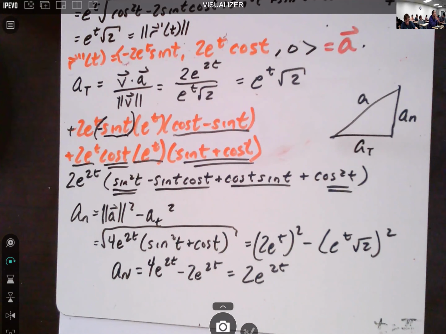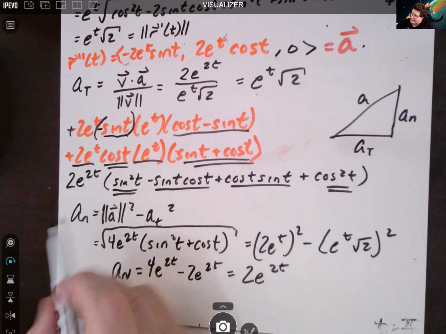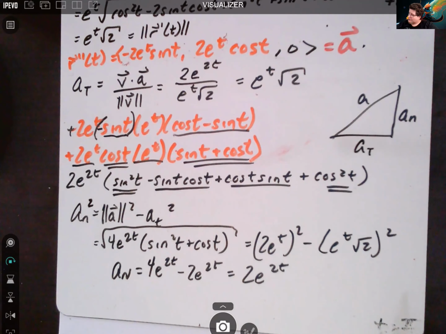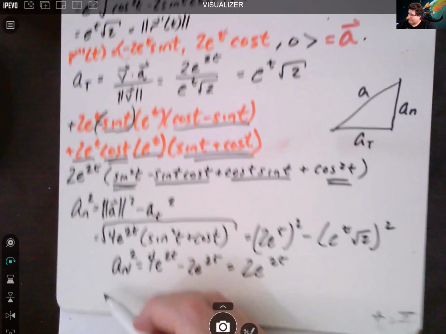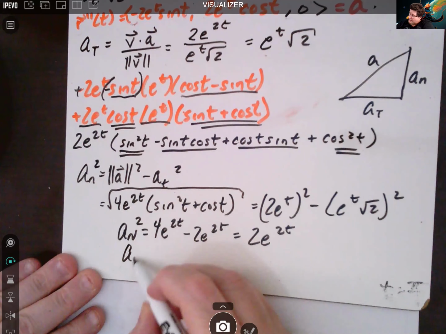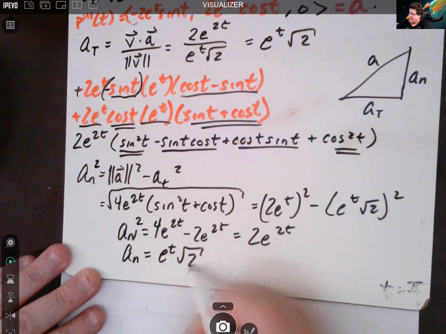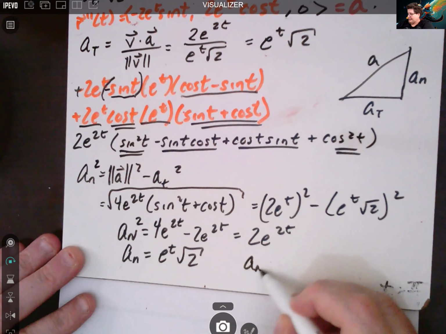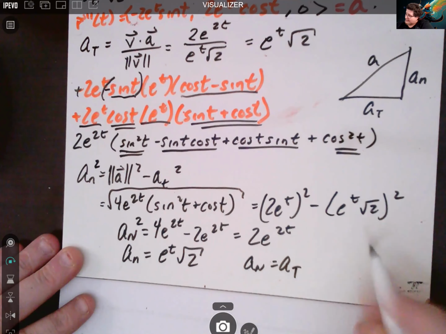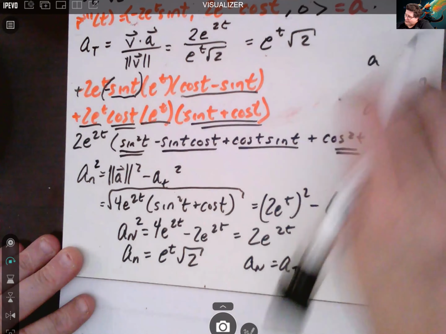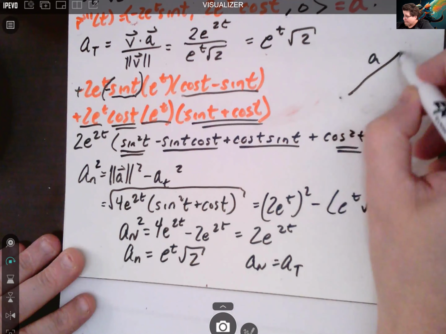Oh, that's the magnitude. That's AN squared. You're right. That is AN squared. My bad. So we need the square root of that. Good catch. So AN equals e to the t root 2. So apparently AN and AT are the same. And this is actually making a perfect 45-degree triangle. 45, 45, 90.